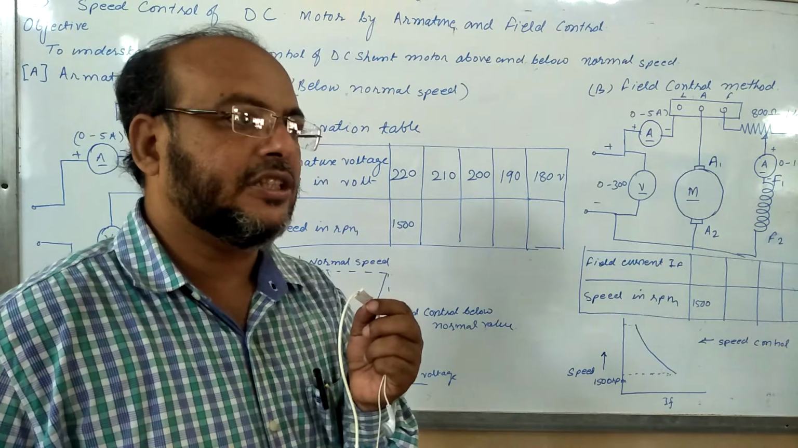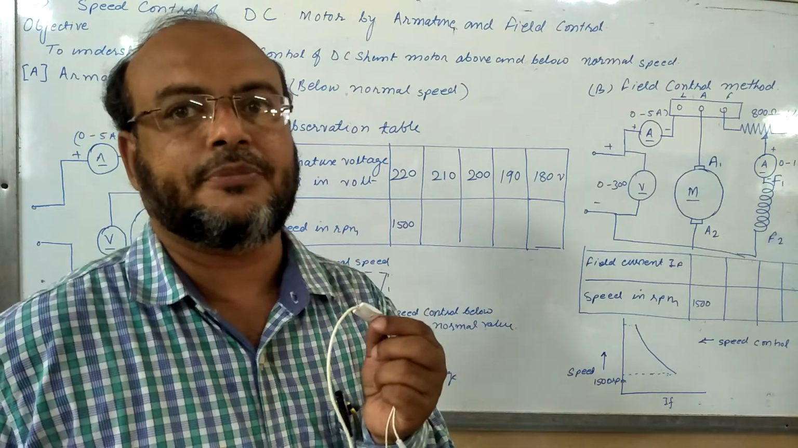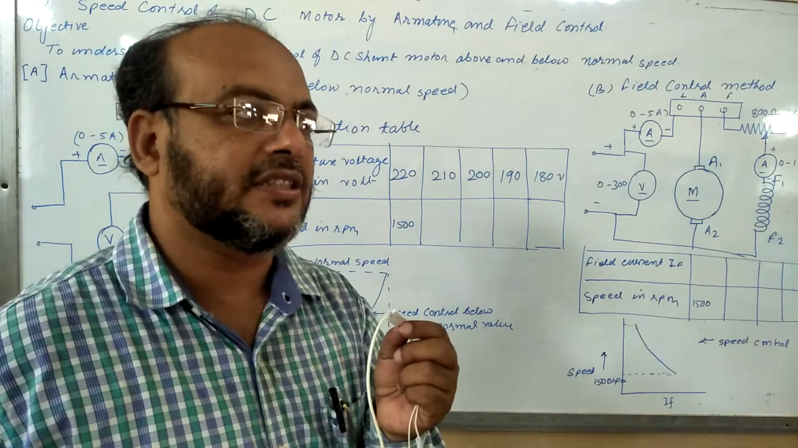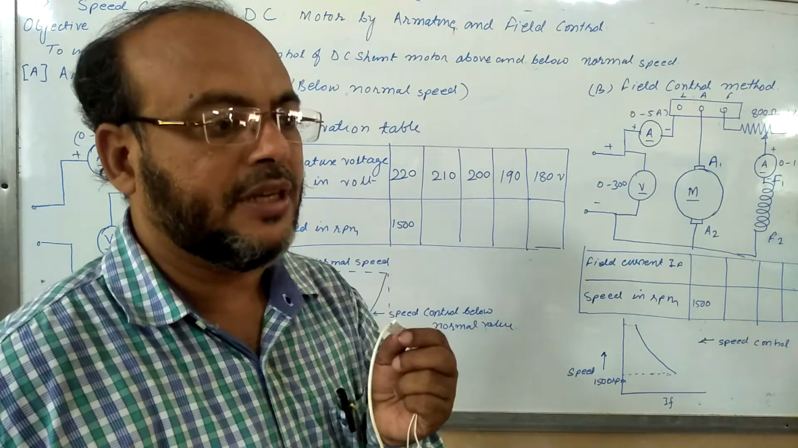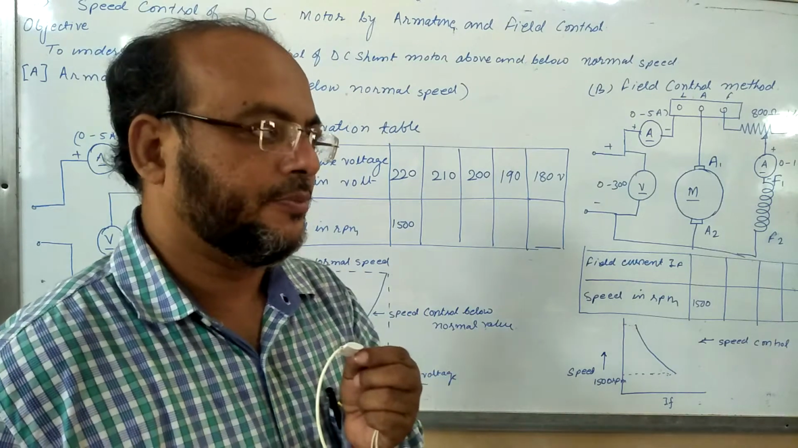Sometimes we need the speed to vary from say 1500 rpm to 1300 rpm, or from 1500 rpm toward the above side, say 1600 rpm or 1700 rpm, as per the application. Then this change is called speed control.